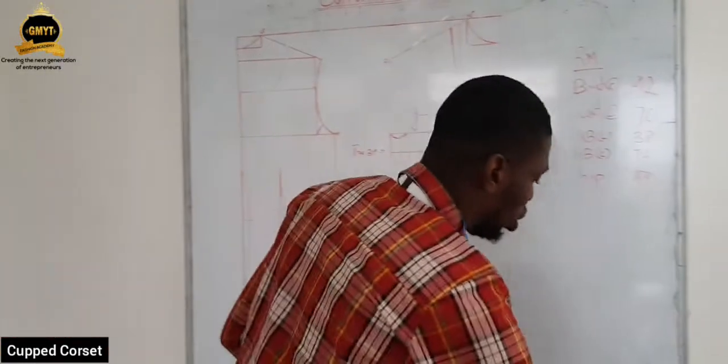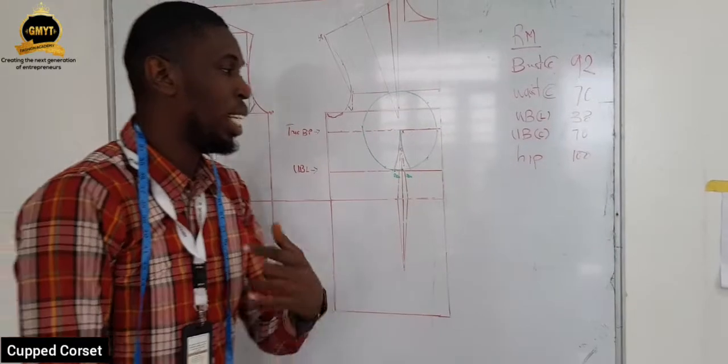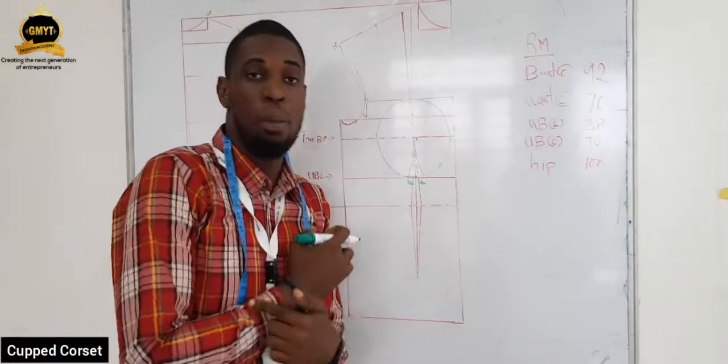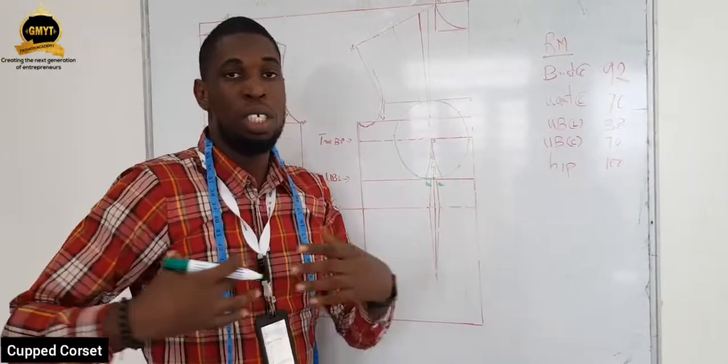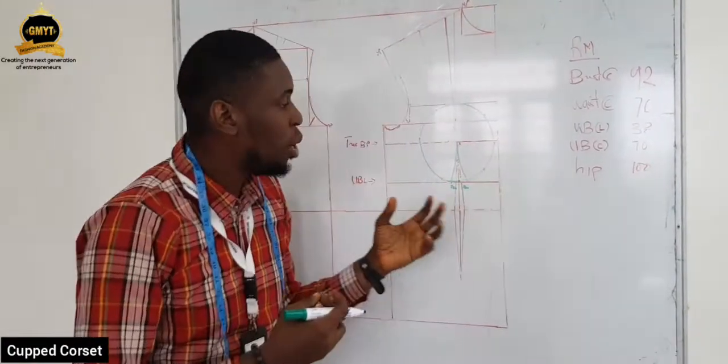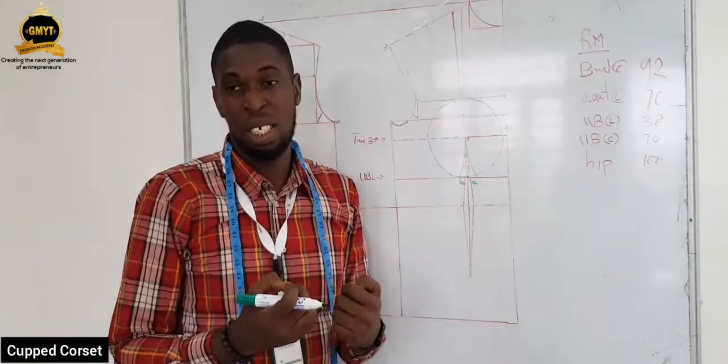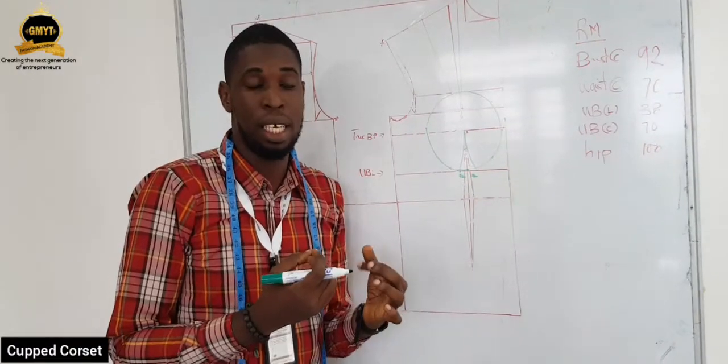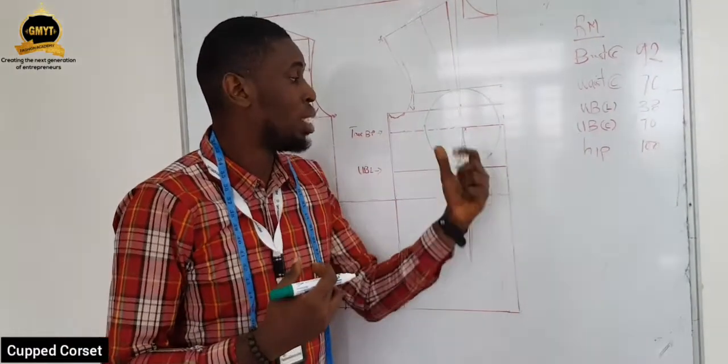There's something I want you to note now. There's always an interval between each cup, the left and the right cup. There's always an interval between the two cups. So how do we get the interval? The interval is always at least 2 cm between the two cups. It's always like 2 cm.